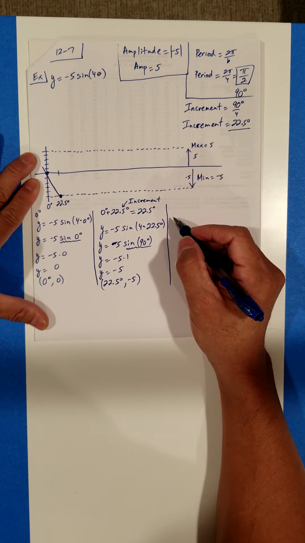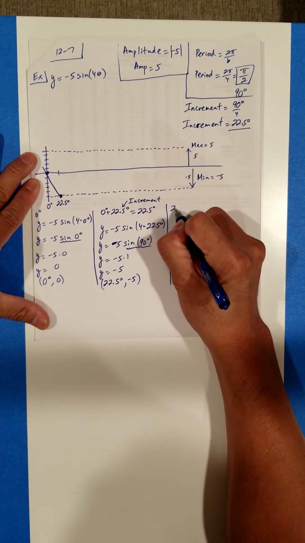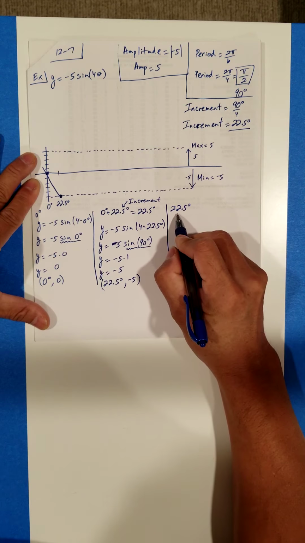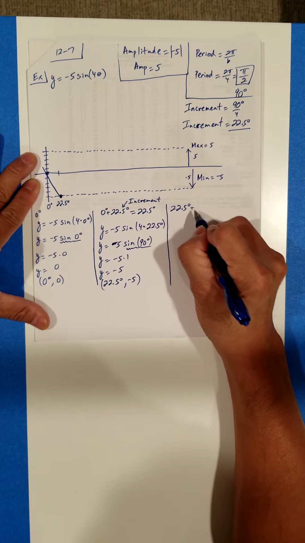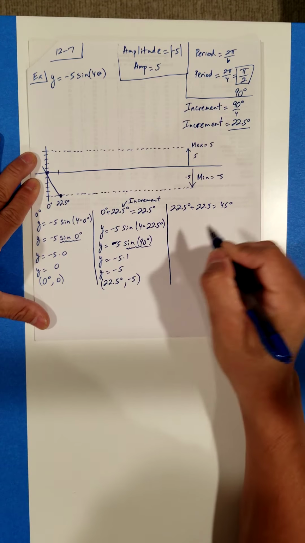Okay, minimum 6 points, 7. All right, 8, 9. I need at least 5. Okay, the more I have, the better. So 22.5 degrees was what I used last. Now I gotta add the increment again, 22.5, 45 degrees.